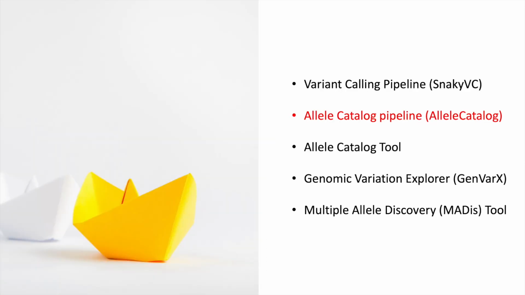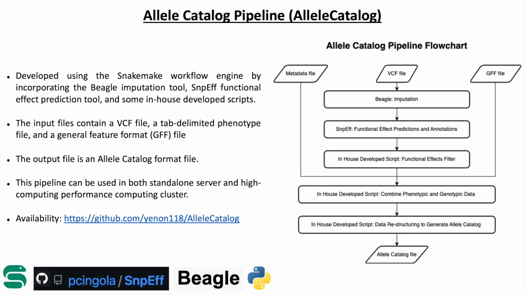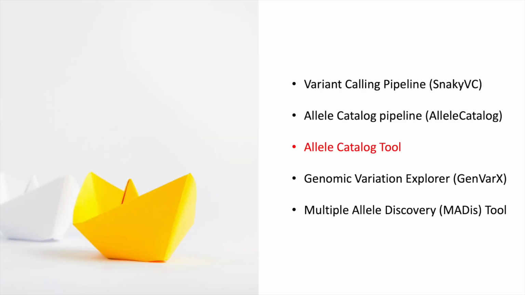Next, I would like to present the Allele Catalog Pipeline. The Allele Catalog Pipeline is developed using the same methodology as the Variant Calling Pipeline by integrating Beagle imputation tool, SnpEff functional effect prediction tool, and data aggregation scripts into the SnakeMake bioinformatics workflow engine. The Allele Catalog Pipeline takes in metadata file, VCF file, and GFF file to perform imputation and functional effect prediction on SNPs and indels, then utilizes data aggregation scripts to generate Allele Catalog datasets. The Allele Catalog datasets are the data that power the Allele Catalog tool.